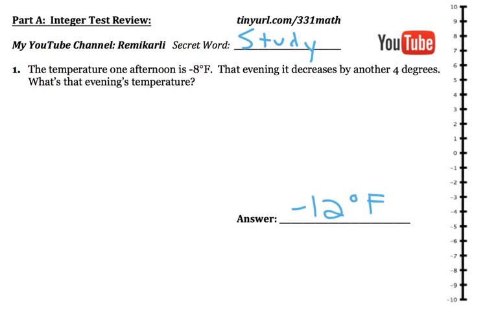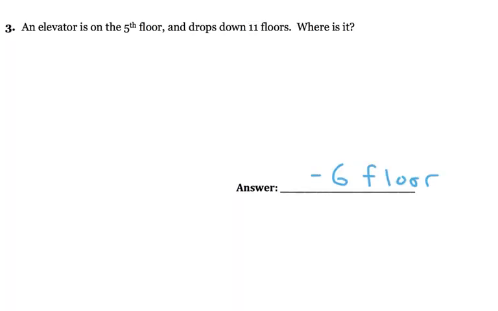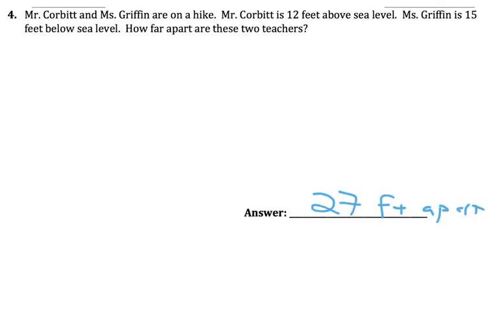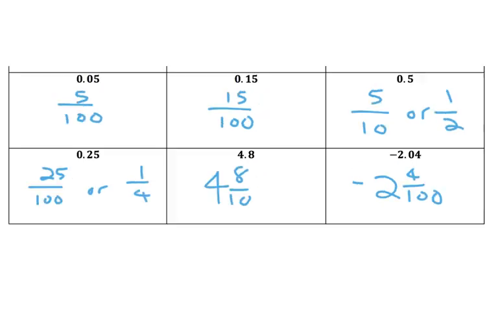So quickly, here are the answers for part A: negative 12 degrees Fahrenheit, 2 feet, the 6th floor in the basement, or negative 6, 27 feet apart, these 6 answers, and then these 6 fractions. So if any of that was wrong, you should definitely be watching this video so that you're prepared for Wednesday.